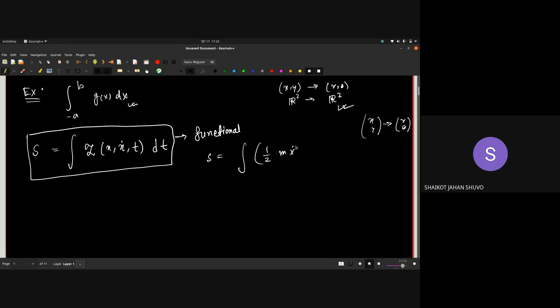Or so to say, 1/2 m x dot squared, where x dot means the time derivative, minus 1/2 m omega square x square dt, right? And now I can show you another example that involves the integral.